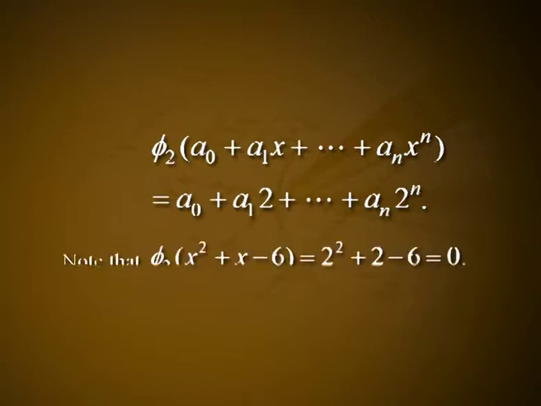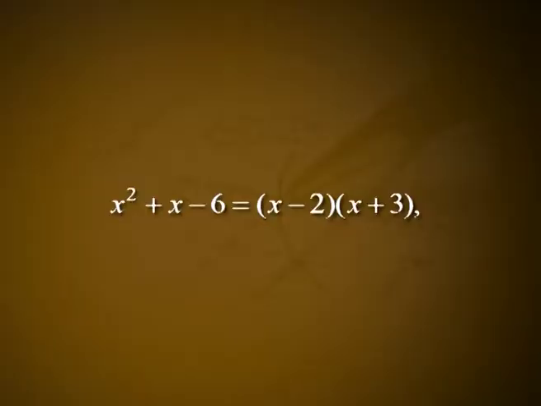Note that φ2(x² + x − 6) = 2² + 2 − 6, which is equal to 0. Thus x² + x − 6 is in the kernel of φ2. Of course, x² + x − 6 = (x − 2)(x + 3), and the reason that φ2(x² + x − 6) = 0 is that φ2(x − 2) = 2 − 2 = 0.